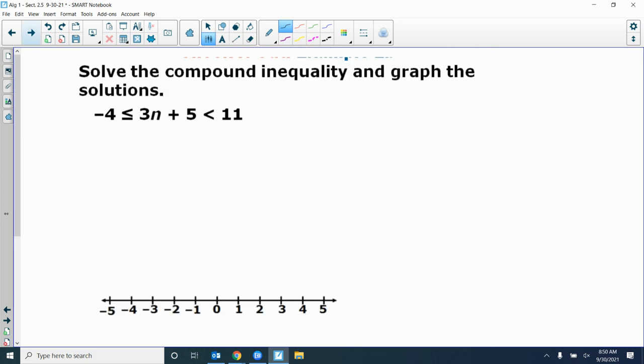All right, so take a look at this second one here. Let's solve that one. -4 is less than or equal to 3n plus 5, which is less than 11. Get the n by itself. So I'm going to subtract 5.